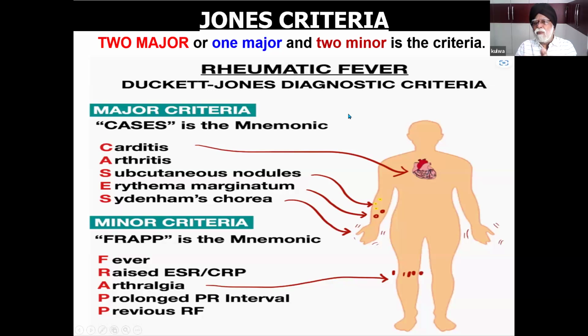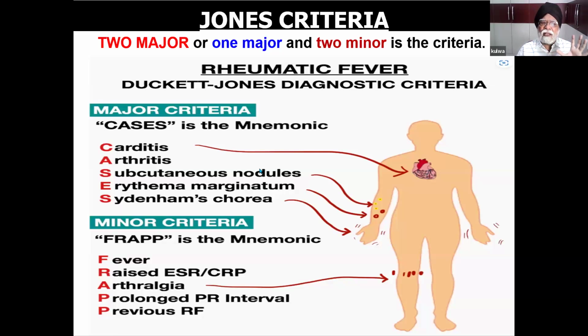Nowadays, they have added some more criteria, that is, ASO titer positive. There is a blood test known as ASO titer, which should be positive. ESR should be raised. RA test should be positive. So they have added these. This is known as the third criteria, added to the Jones criteria for diagnosing a case of rheumatic fever.